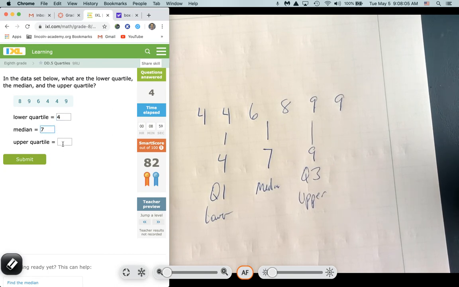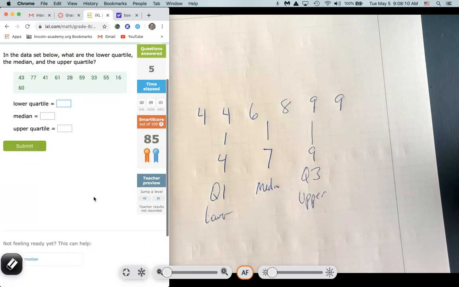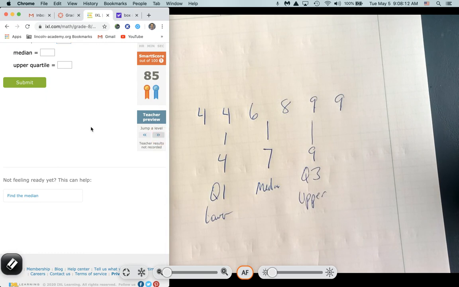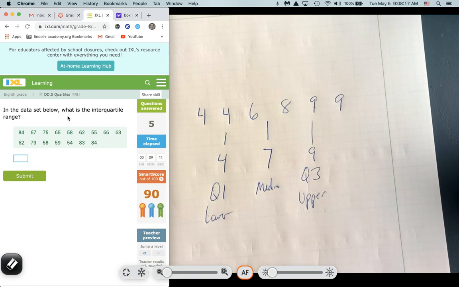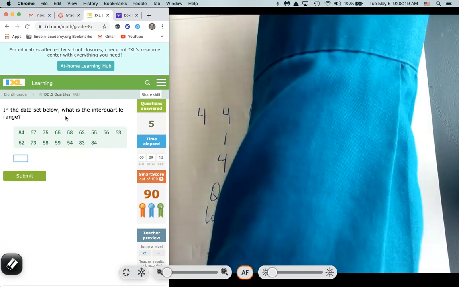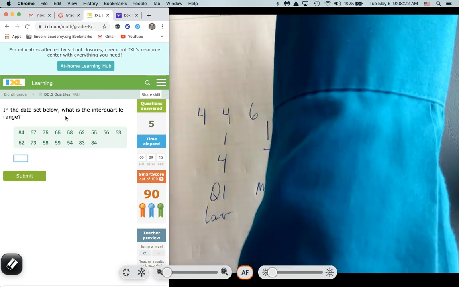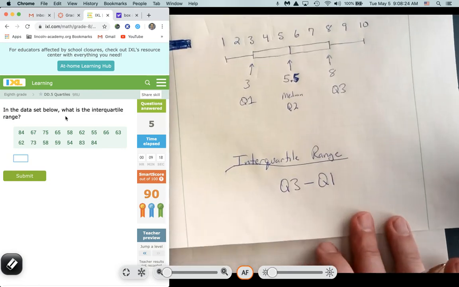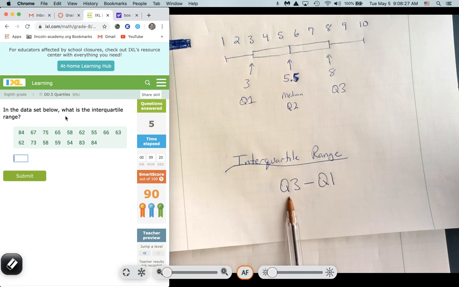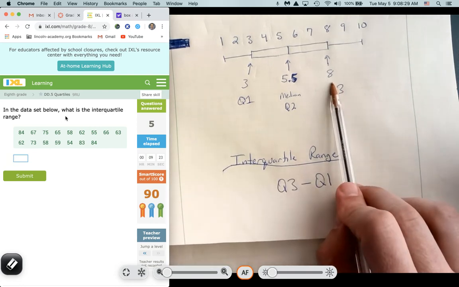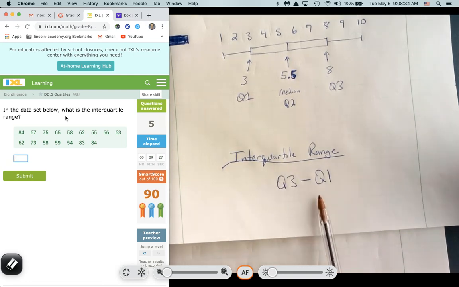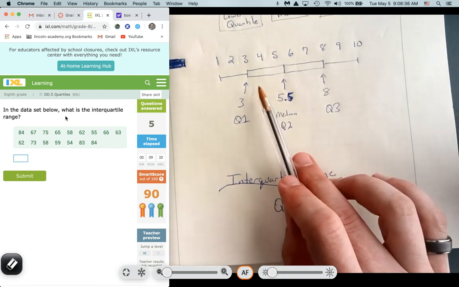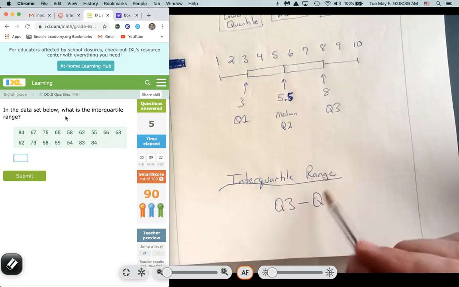Now, if you make it all the way to the 90s, it's going to ask for what's called the interquartile range. I'm not requiring this, but just so you know what it is, in case you're interested, the interquartile range is the upper quartile minus the lower quartile. It's Q3 minus Q1. So the interquartile range for this data set would be 8 minus 3, or 5.